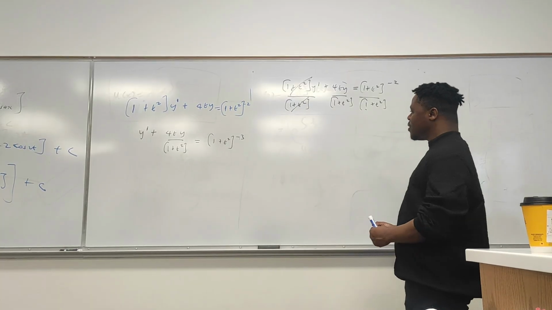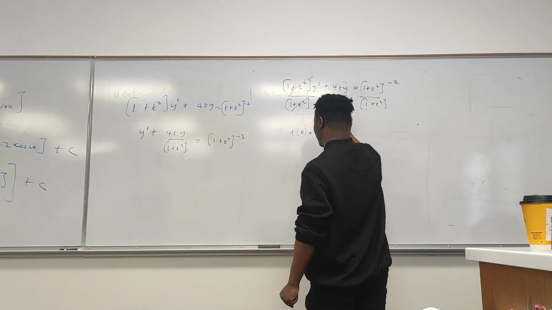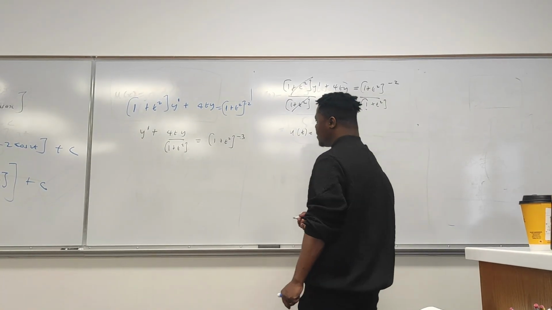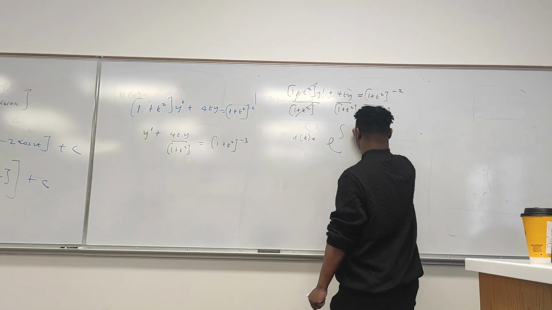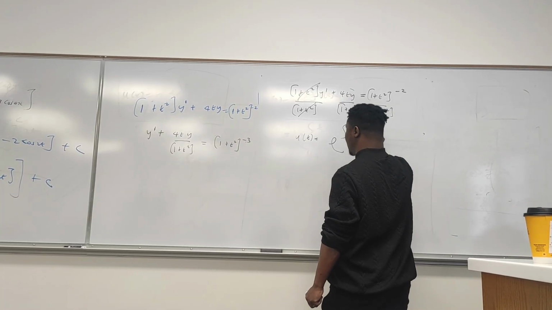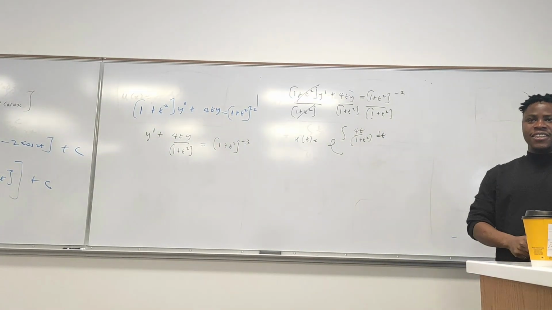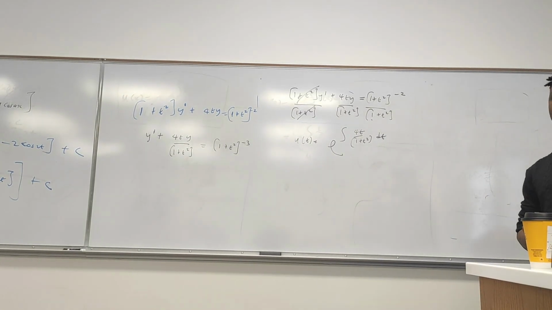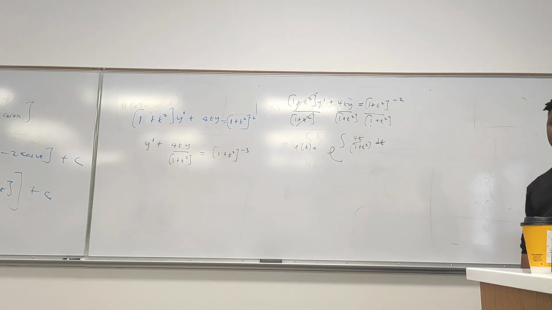That's the first step. So our integrating factor u of t is exponential integral p of t, which is 4t over 1 plus t squared dt. Okay, this is tricky. Did anyone try to do this integration? How do I do this integration? Does anyone know?